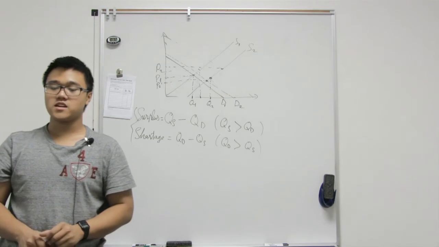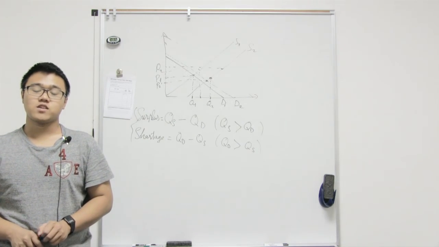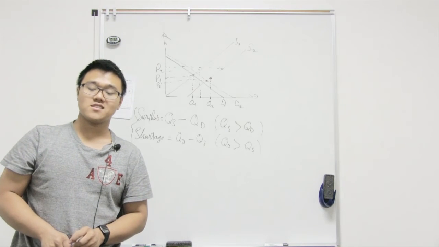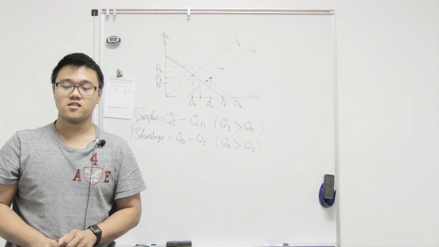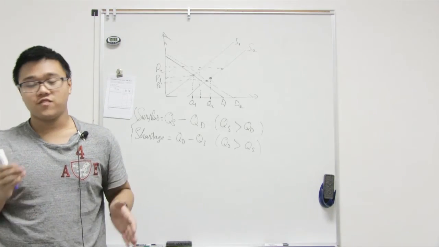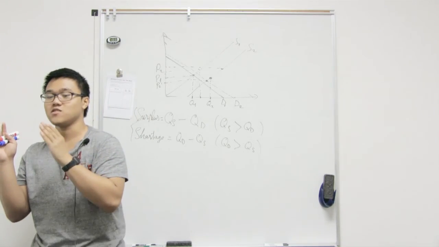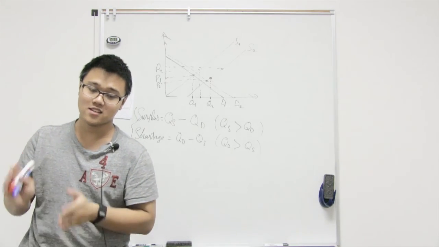So basically, most of the time you have to graph it out, and if you can find the situation when it increases, and you can also find the situation when it decreases, then it's indeterminate.